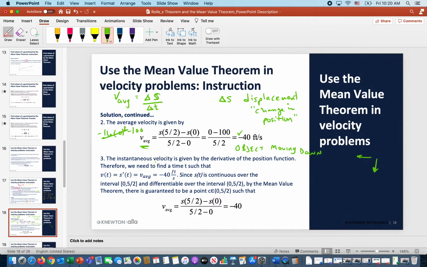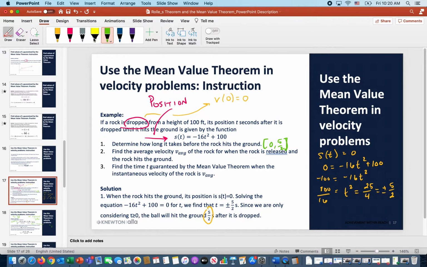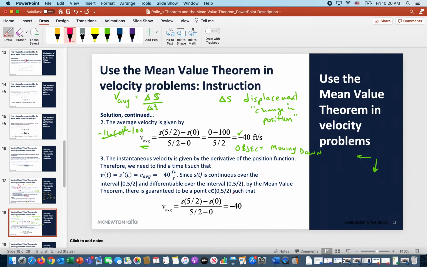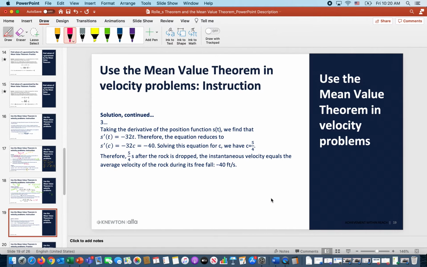Now, in the third question, they say, find the time t guaranteed by the mean value theorem when the instantaneous velocity of the rock is the average velocity. It's just a fancy way of saying set the derivative equal to the average velocity. So our average velocity is this, and we're going to set the derivative equal to that. If I take the derivative of negative 16t squared minus 100, that derivative is negative 32t.